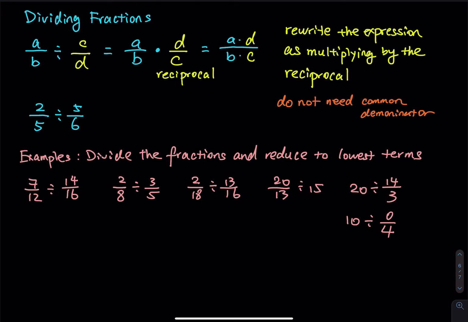So c over d now becomes d over c. Just swap the top and bottom, and then you do a times d and then b times c.